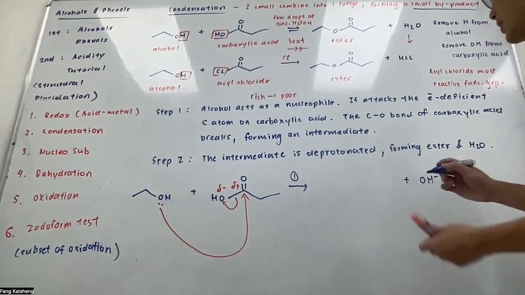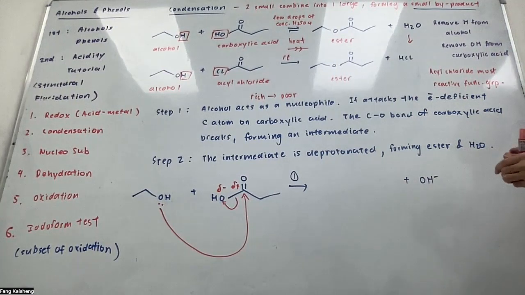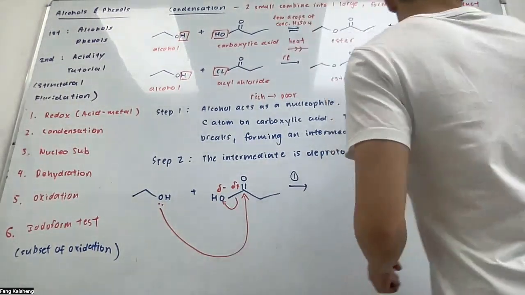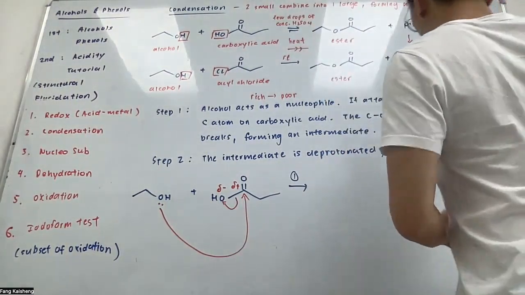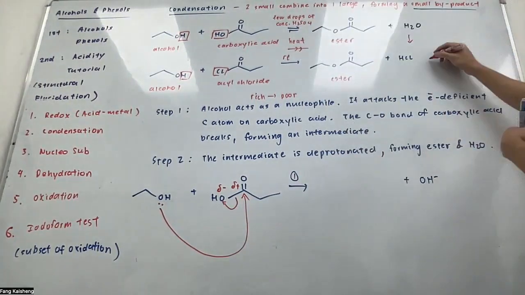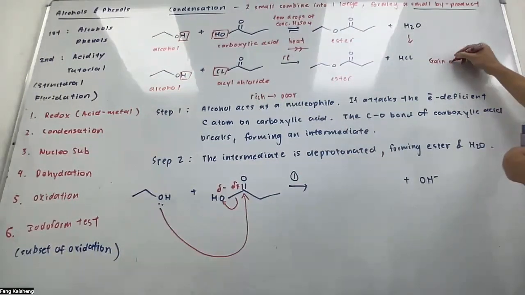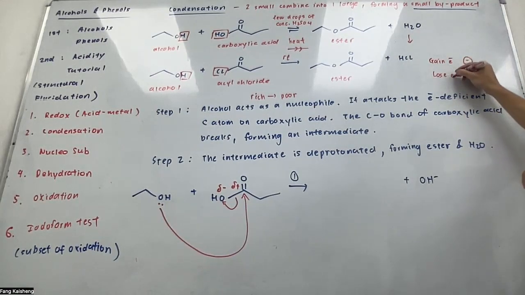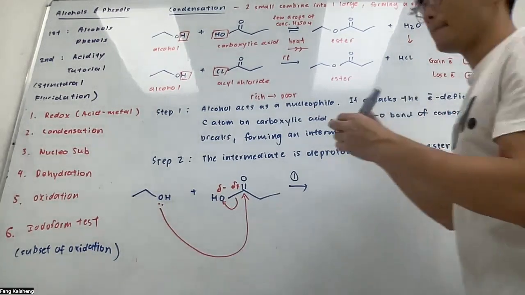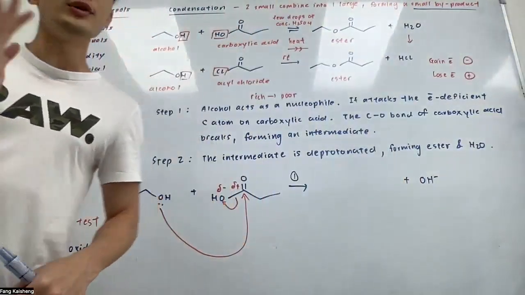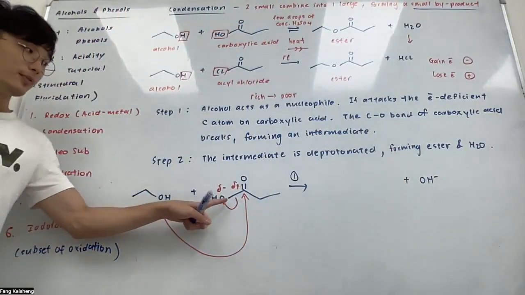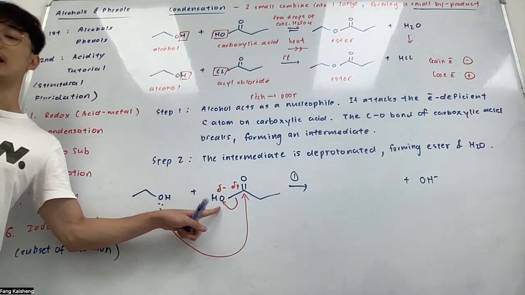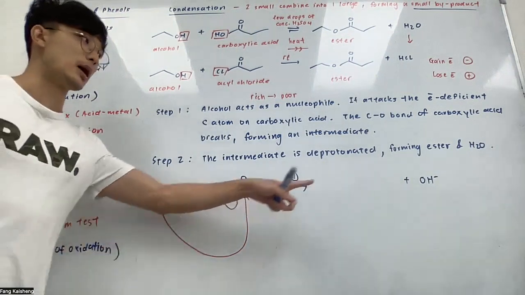Now, how do we know that? Remember the second rule of organic mechanisms. The second rule is, if you gain electrons, you have what charge? Minus charge. If you lose electrons, then you overall have a positive charge. Use that here. You'll notice this oxygen here has gained an electron. Gaining means it becomes OH minus.